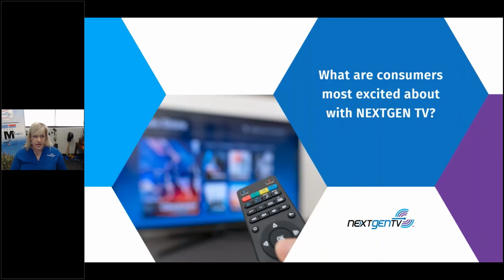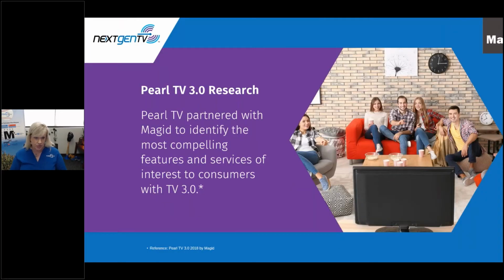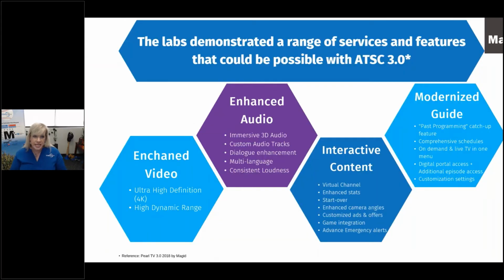So with that, giving you a little foundation of terminology in the industry, what are consumers most excited about with NEXTGEN TV? We went and asked the experts. Pearl TV partnered with MAGID to identify the most compelling features and services of interest to consumers with TV in 3.0. This study was originally done back in 2018. In the lab, they demonstrated a range of services and features that could possibly be possible with ATSC 3.0. And I want to emphasize that possible. It doesn't mean that it is available today if you turn on your television and receive a 3.0 signal, but it is something that is possible based on the standards.